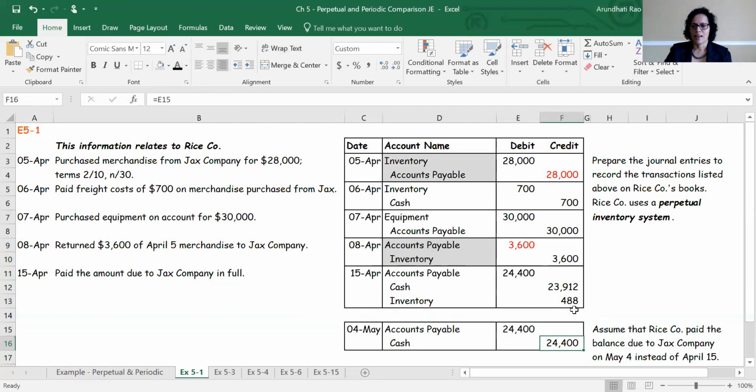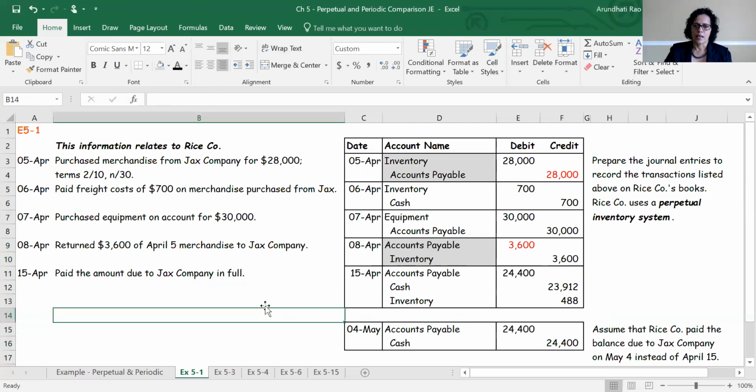If I have the money, definitely pay by the 15th to make use of this discount and pay that much less. That's money in my pocket. Why pay for it if I don't have to pay that $488? So once again, a couple things to note over here. We are using the perpetual inventory system, which means the inventory account is going to be affected each time there's a purchase, purchase return, purchase discount, and there are sales transactions. We'll get to that later on. We're just looking at purchase.